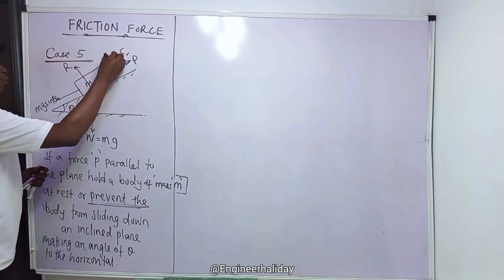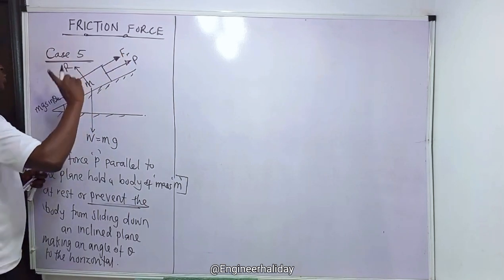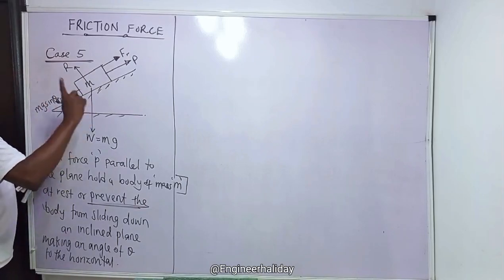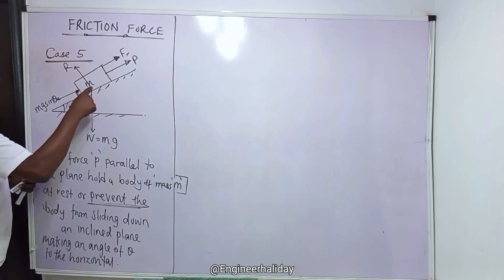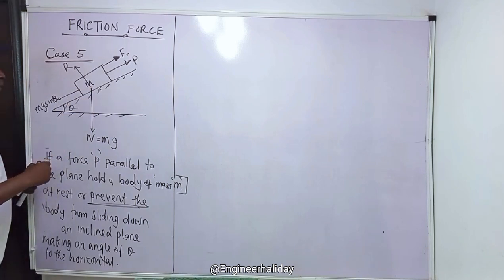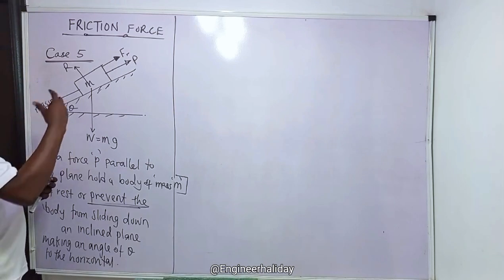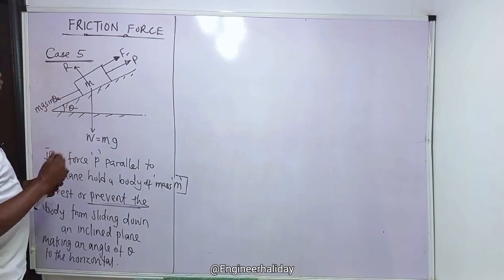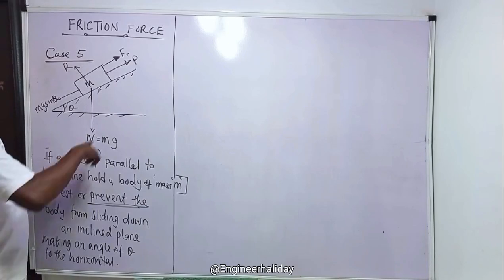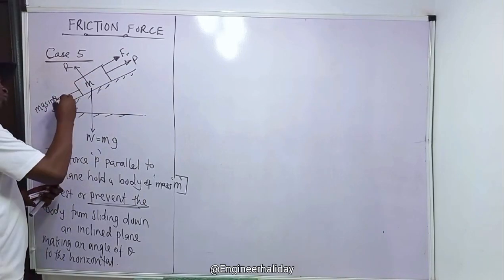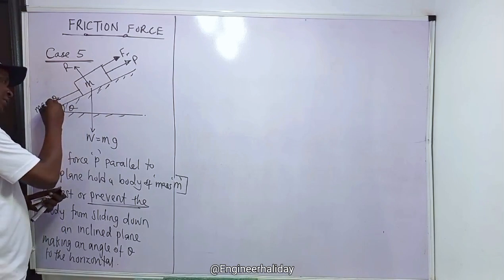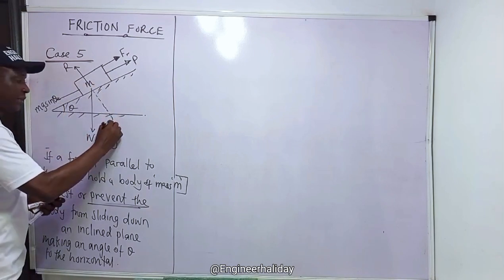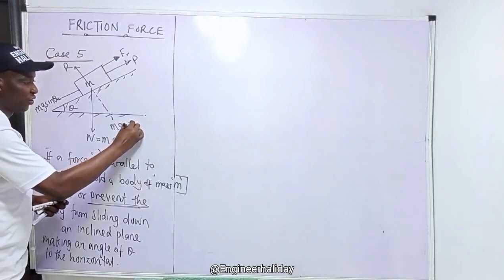Now, the frictional force will not go there because it senses a falling of M down the inclined plane. It senses that motion down also, even though P is trying to prevent it. So it will act upward. Then when you resolve, the resolved part of weight along the plane is Mg sin theta. What about perpendicular to the plane? It becomes Mg cos theta.